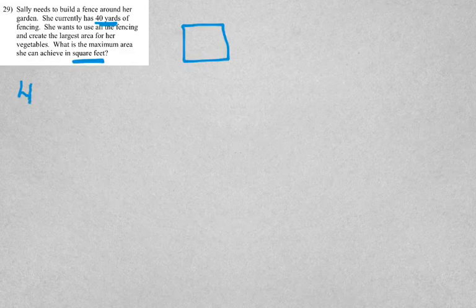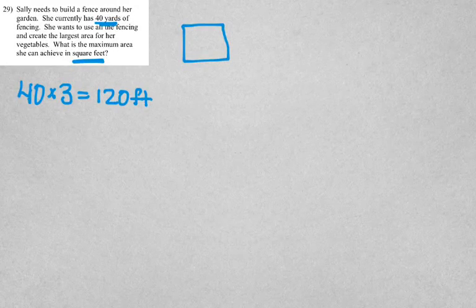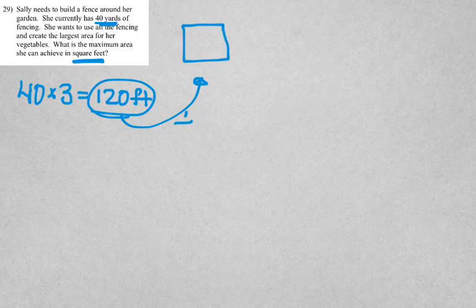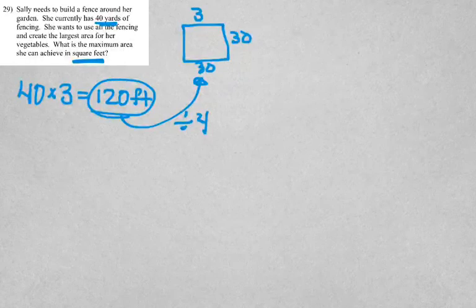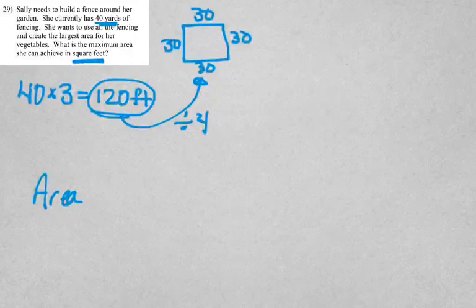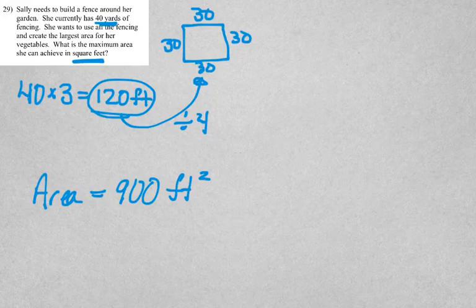So I first need to take that 40 yards and multiply it times 3 to get it to feet. So that means I have 120 feet total. When there's no dividing pieces, that means we're going to divide that number by 4 to get all 4 sides. And that means this is going to be 30 on each side. And to find the area of a rectangle or a square, do length times width. And so the area of the garden is going to be 900 feet squared.